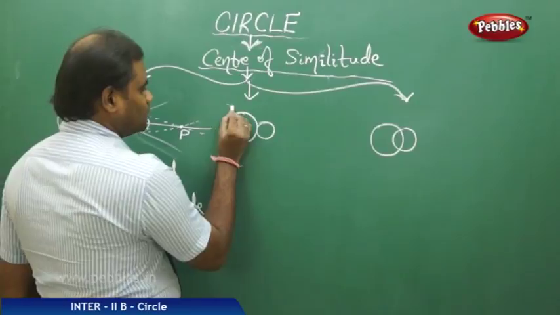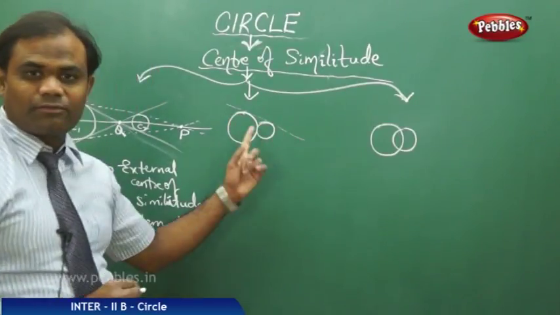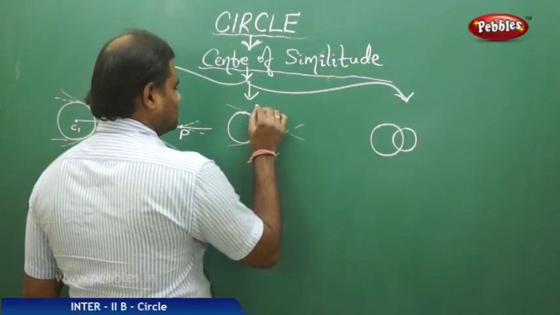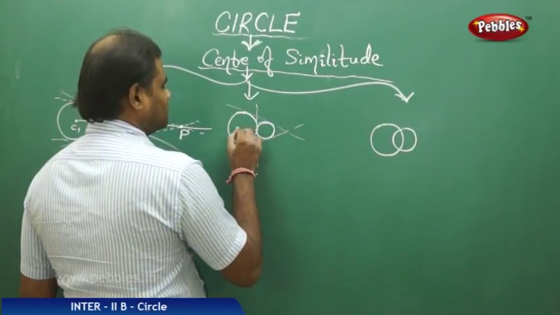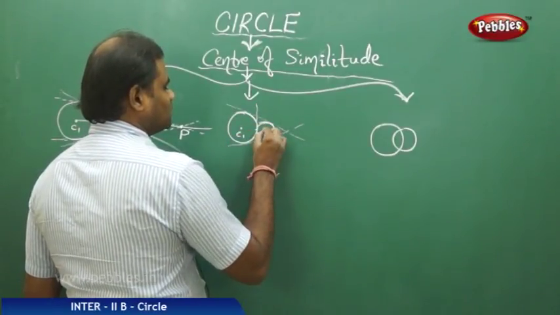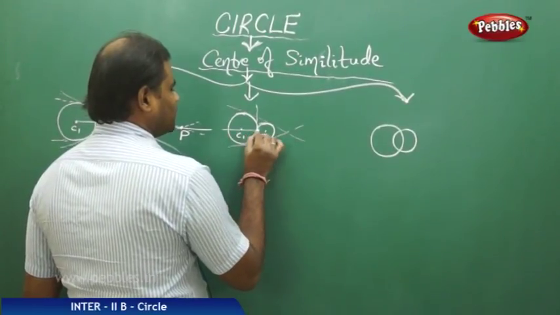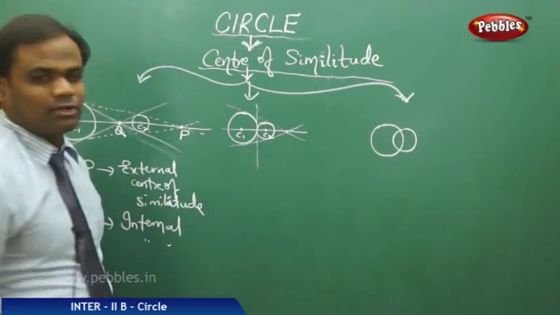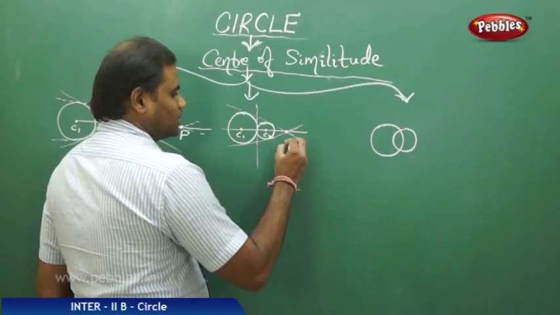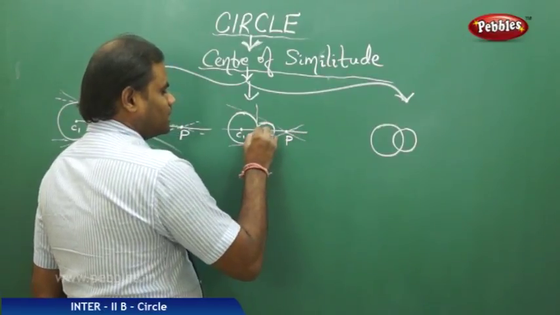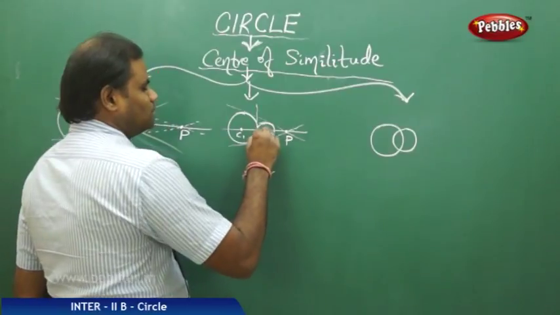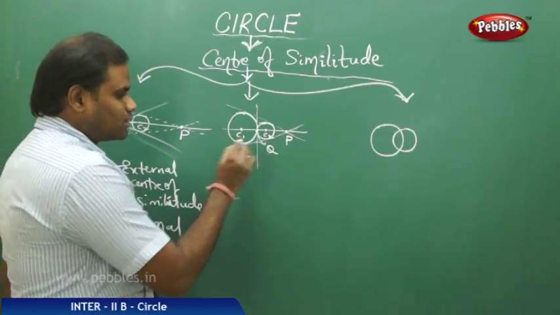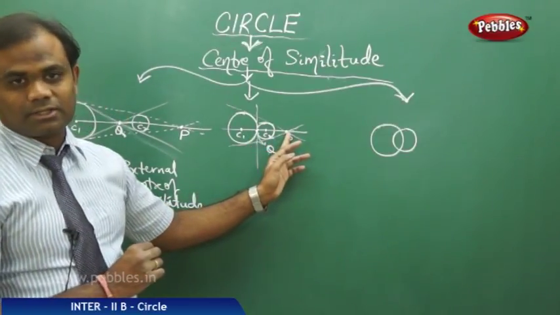Next, for the pair of tangents, we know that there are 3 pairs of tangents which I can draw for this: 1, 2 and 3. If the center of this circle is C1 and this is C2, then if I join here, there are 2 points of intersection, one is P and the other here is Q. So here Q is between the two centers C1 and C2. Q is called the internal center of similitude and P is called the external center of similitude.